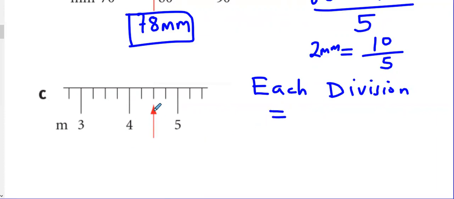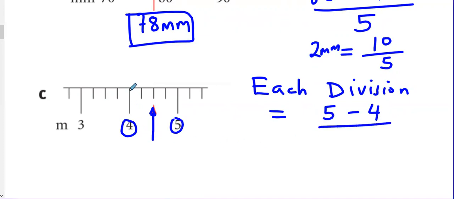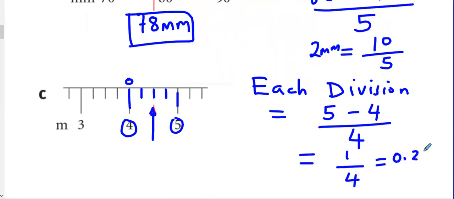So this arrow here is between 4 and 5. I take 5 minus 4, and divide by the number of lines. This 4 is marked as 0, 1, 2, 3, 4. So from 4 to 5, there are 4 lines. So 5 minus 4 equals 1, divided by 4, equals 0.25. So I now know each line here is equal to 0.25.